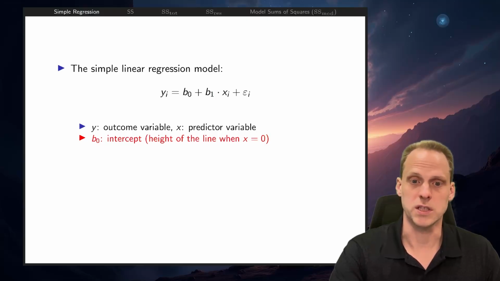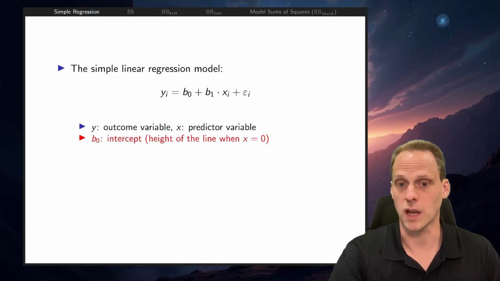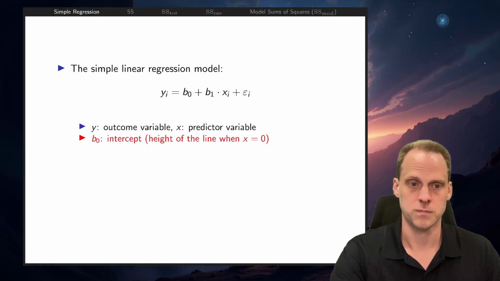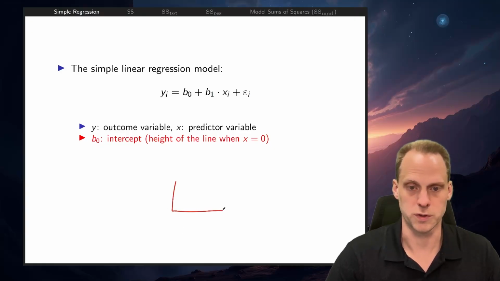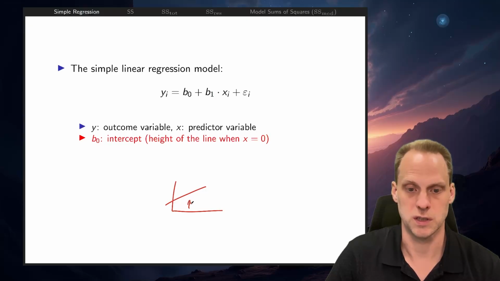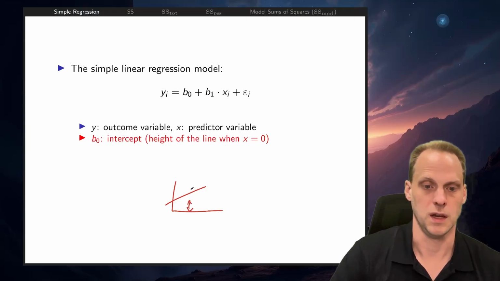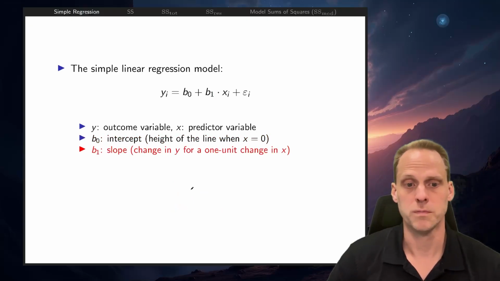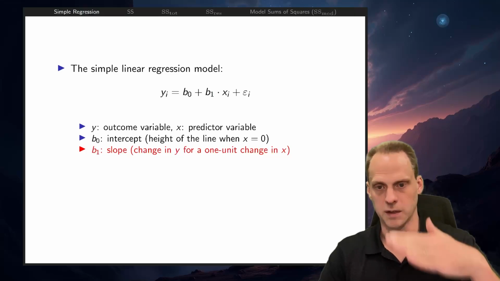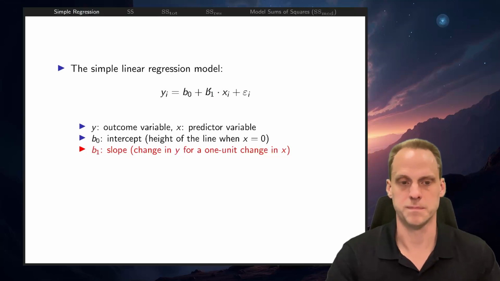So y is the outcome variable, x the predictor, or dependent and independent variables. B0 is the intercept. So that's the height of the line when x equals 0. The intercept controls, let's say if you have our line here, this distance here. And then the slope controls the change in the line. So how steep is the line?